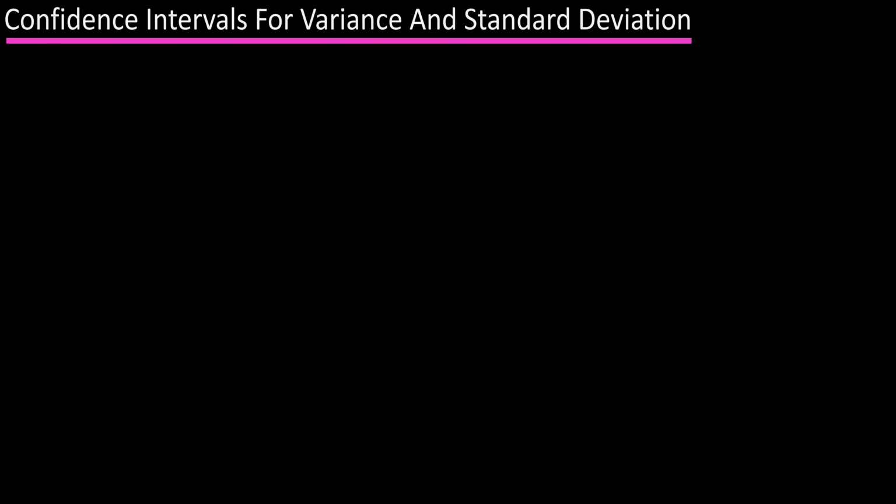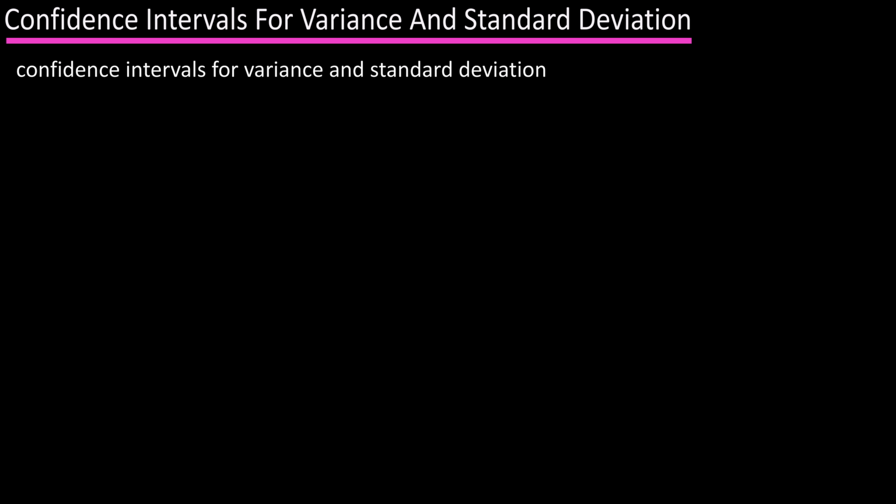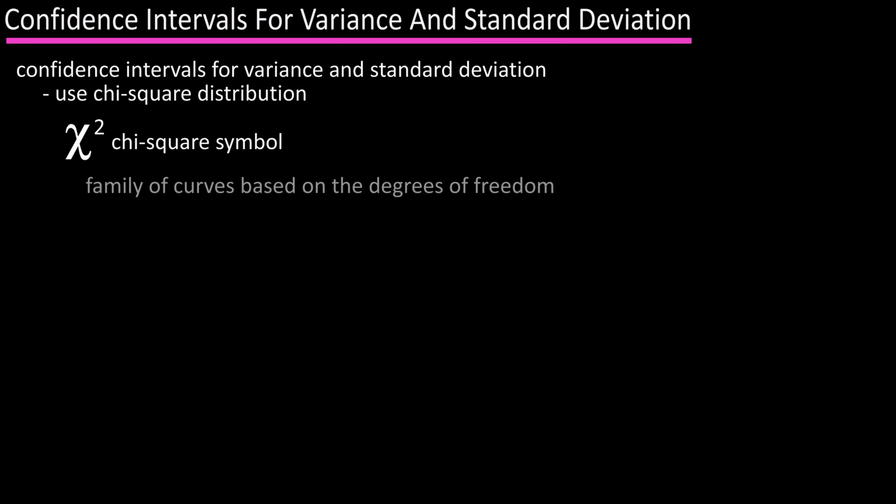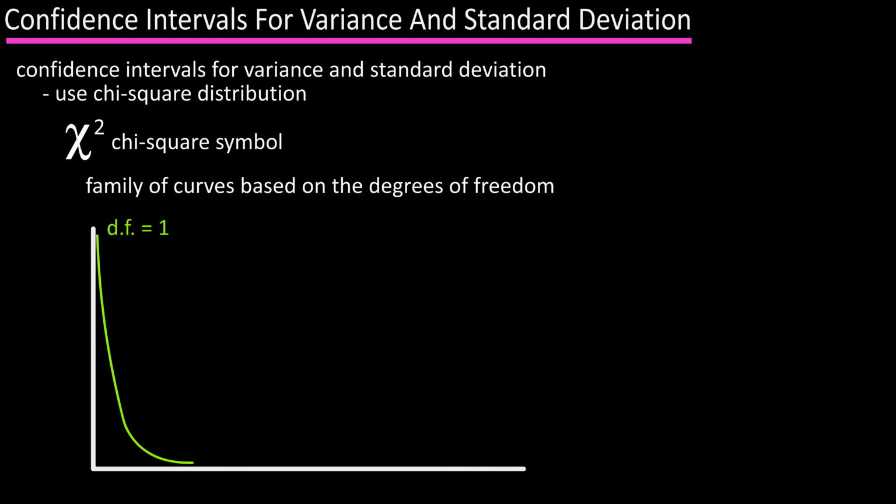To construct confidence intervals for variance and standard deviation, a different statistical distribution is needed, and it's called the chi-squared distribution. The symbol for chi-square is this x-looking character raised to the 2, and it is the Greek letter chi. The chi-square distribution is similar to the t-distribution in that it is a family of curves based on the degrees of freedom. Here's an example of a chi-square distribution with 1 degree of freedom.